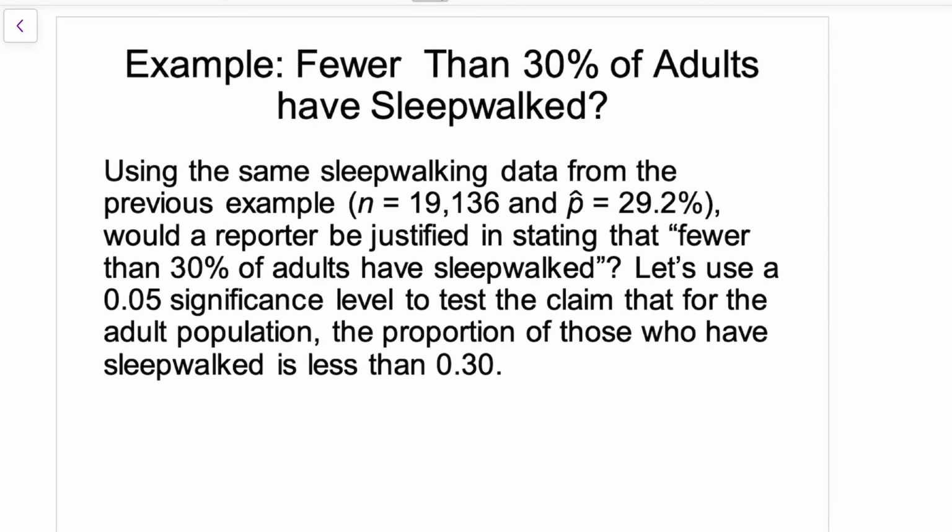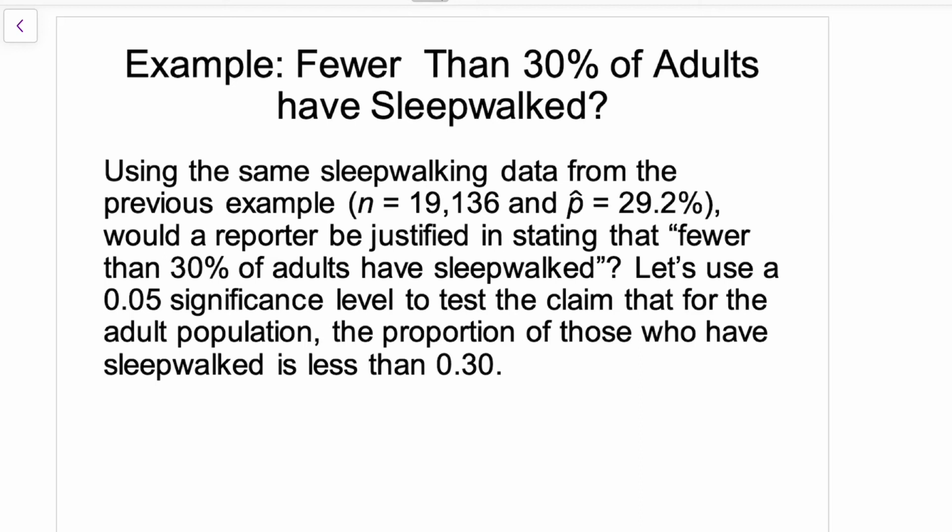Here, we want to test the claim that fewer than 30% of adults have ever sleepwalked. So we're using sleepwalking data from over 19,000 individuals and a sample proportion of 29.2% to test that claim that fewer than 30% of adults have sleepwalked. We're going to use, again, a 0.05 significance level to test this claim.